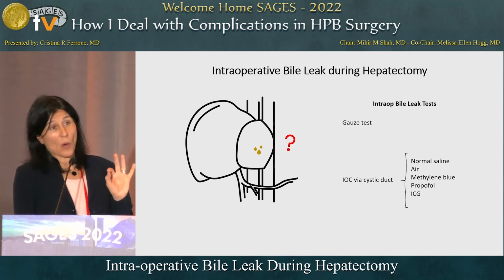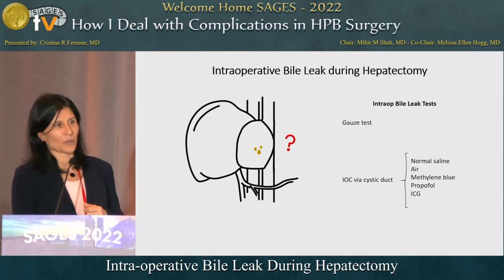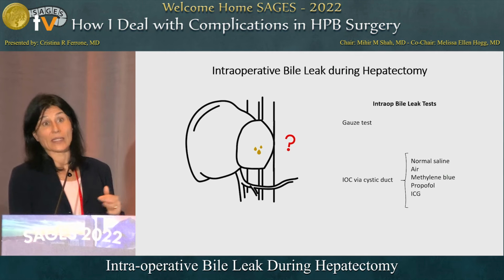And so, how do you find these bile leaks other than looking at the cut surface of the liver? Because sometimes it's not as easy to identify. And the intraoperative cholangiogram via the cystic duct is really a great way to do this.